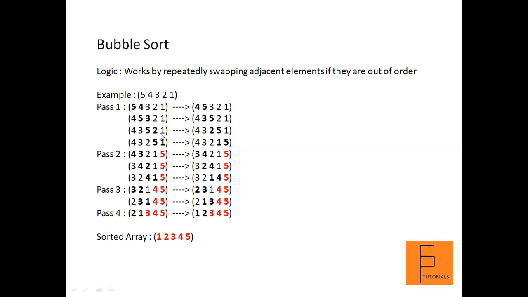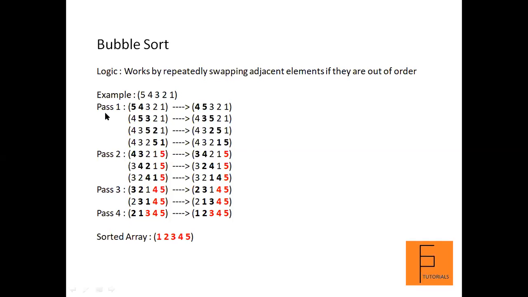Next I again compare 5 and 2. They're out of order, so I swap them. So I get 2 and 5. And finally I compare 5 and 1 to get 1 and 5, and this constitutes the first pass. You'll understand what a pass is when I write down the program shortly. But for now, keep in mind that since I'll have to implement a nested loop, the execution of one complete inner loop operation constitutes one pass.